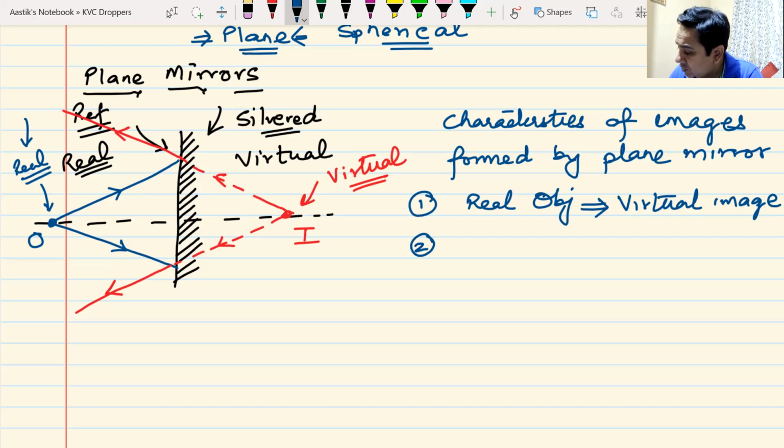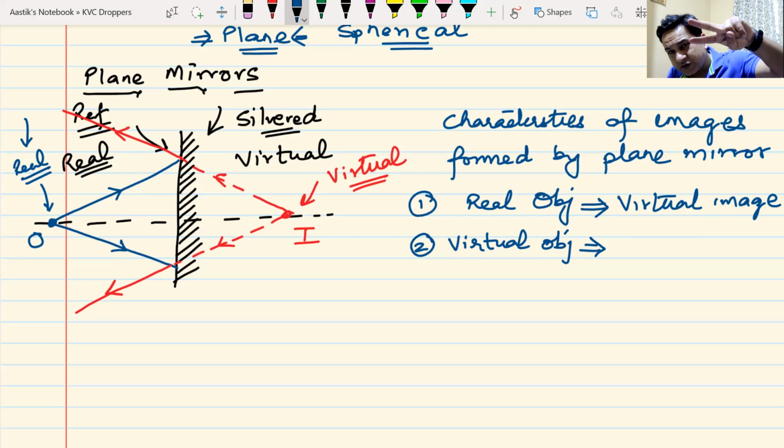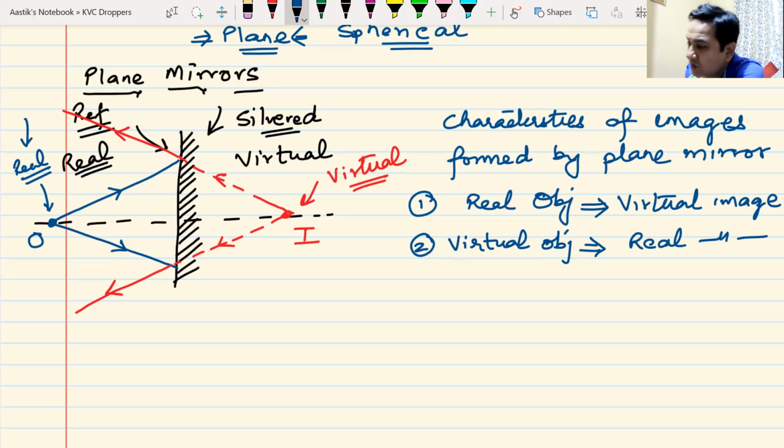If I have a virtual object, what type of image will it form for a virtual object? One is real, two is virtual. What type of image will it form for a virtual object? And the answer is yes, sir. It will form a real image of a virtual object.